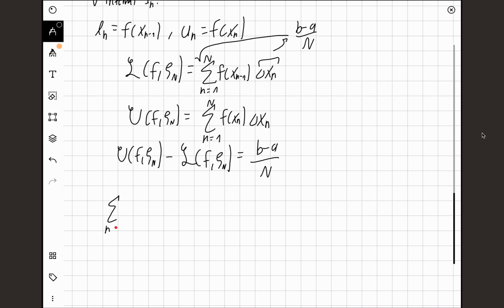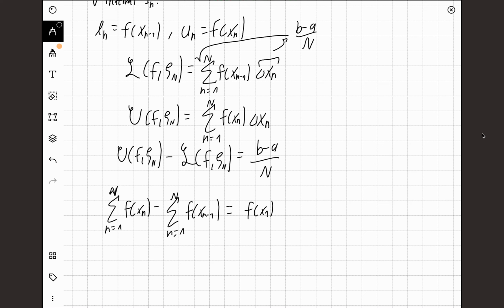So the sum from n equals 1 to capital N of f of xn minus the sum from n equals 1 to capital N of f of xn minus 1. How is this going to look? Well, if I just expand this sum over here, this will be f of x1 plus f of x2 plus f of x3 plus so on up to f of xn.